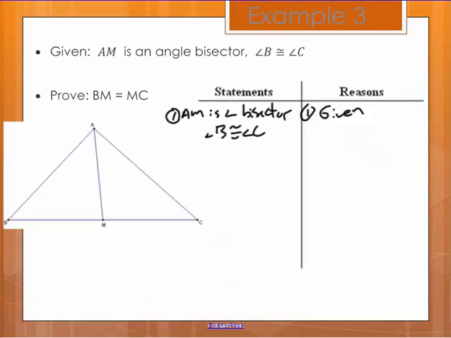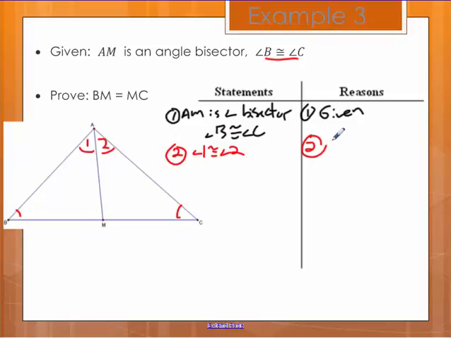All right, let's go on to another proof. AM is the angle bisector, and angle B is congruent to angle C. So AM is an angle bisector, and it's going to be this angle up here. So I'm going to number those 1 and 2. So step 2, angle 1 is congruent to angle 2. Let's mark that on the picture. Let's also mark our given on the picture, angle B and angle C.